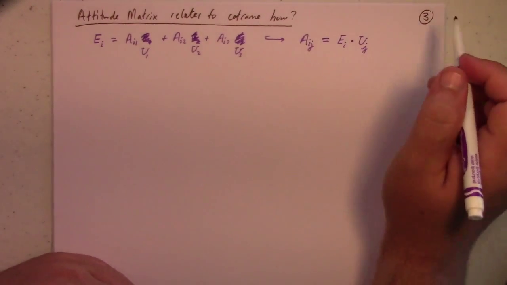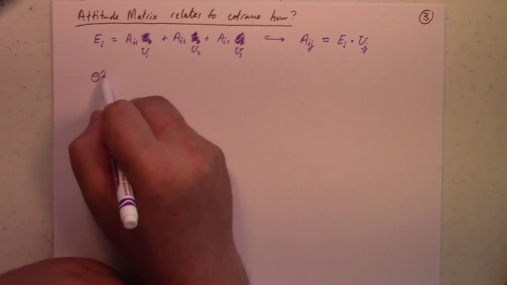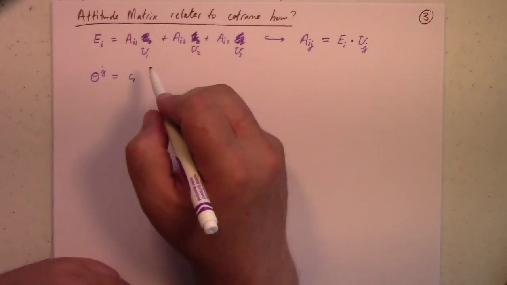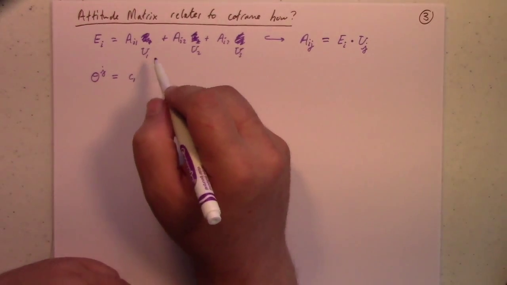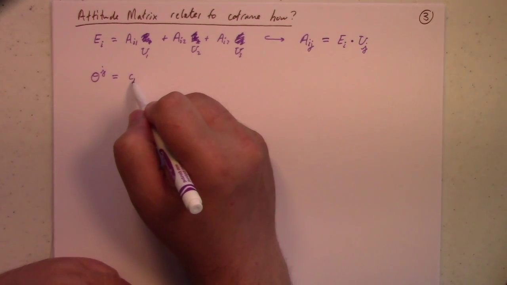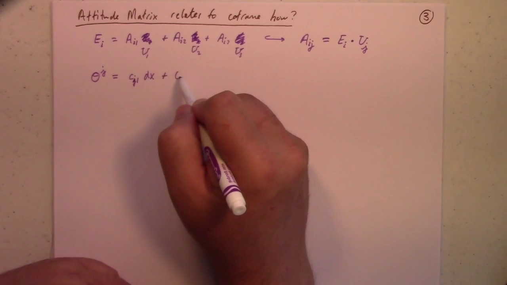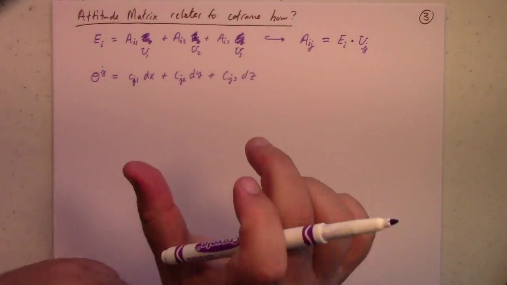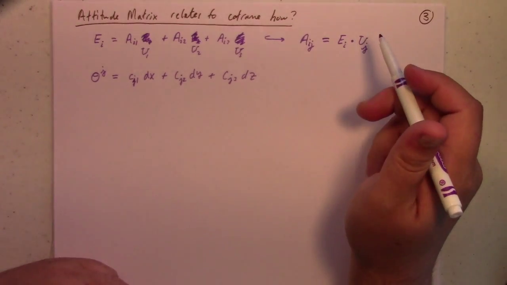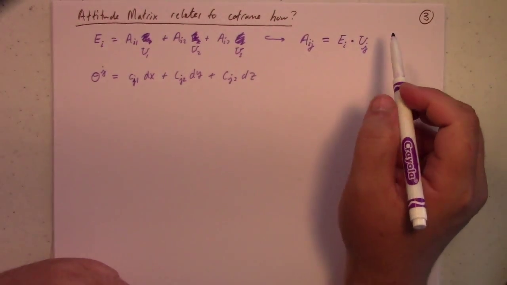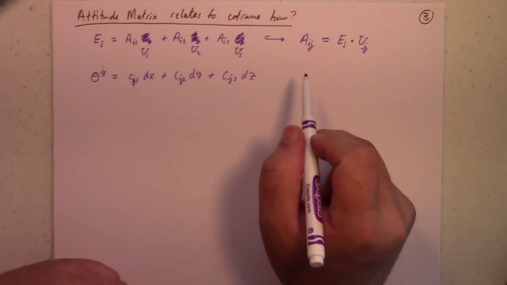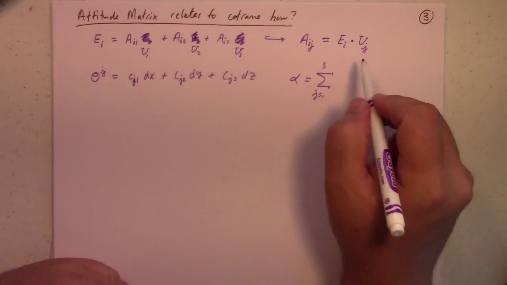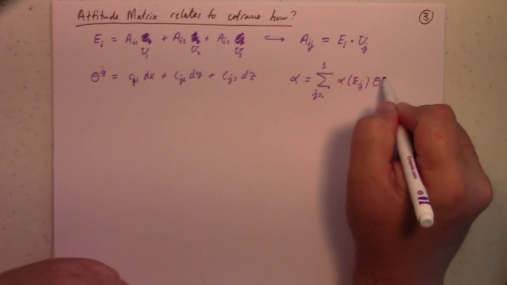So there it is. Now, a natural question to ask then is, how is theta j related to, there's got to be some constants, let's say Cj1 dx plus Cj2 dy plus Cj3 dz. What are these, the corresponding quote unquote attitude matrix for the coframe, right? Well, we just learned that if alpha is a differential one form, then alpha is equal to a sum, j equals 1 to 3, of alpha of Ej acting on theta j, right?